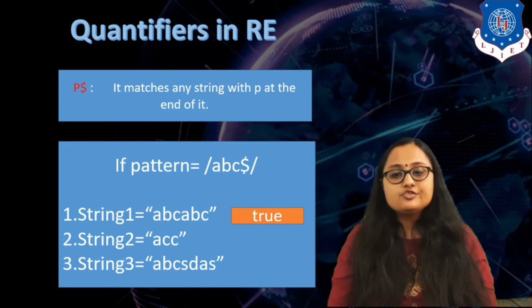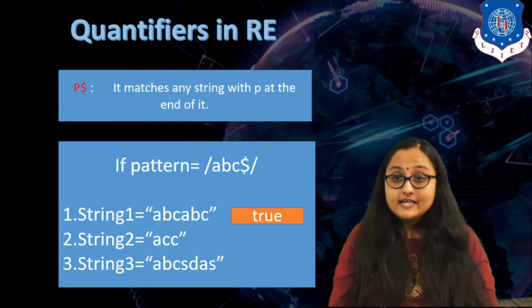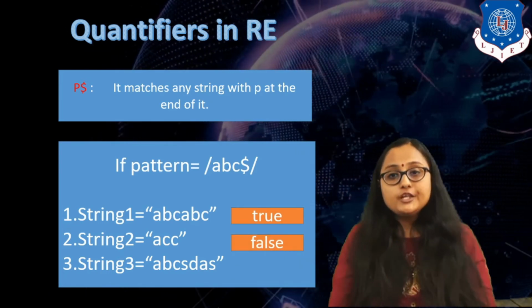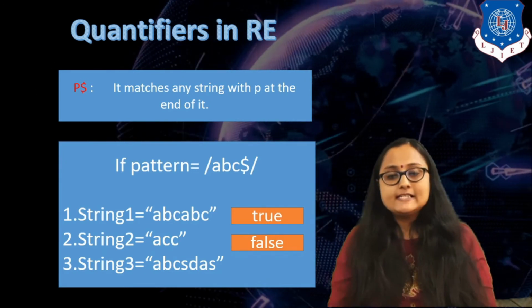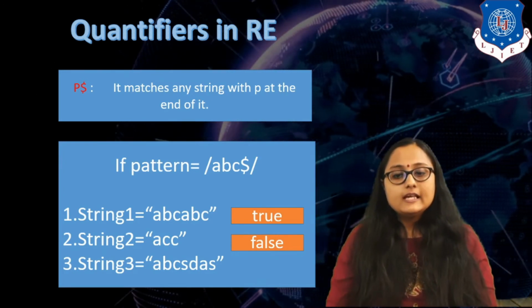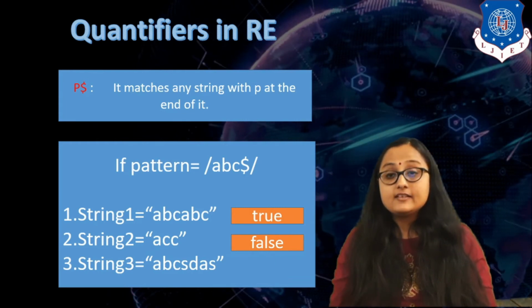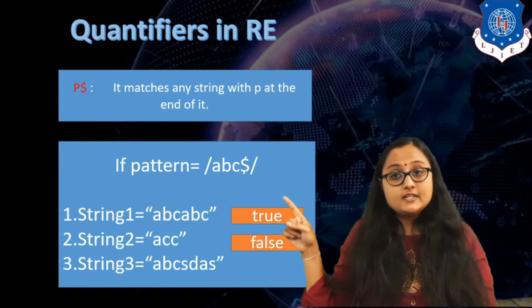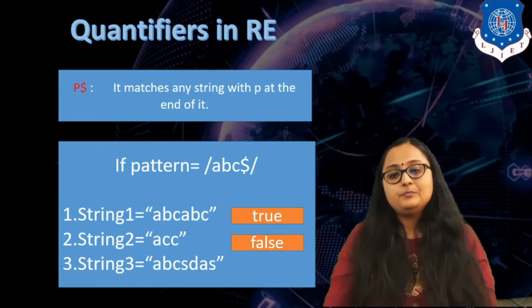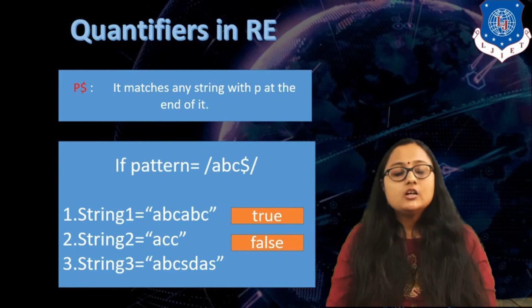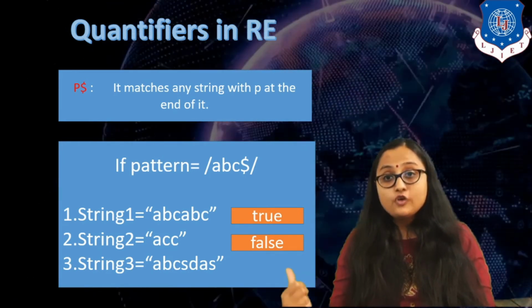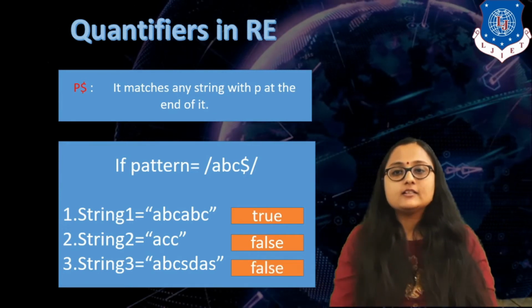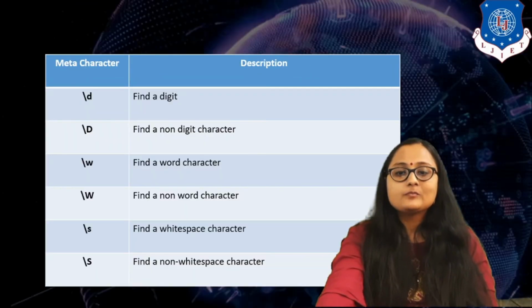What about the second string ACC? Is it ending with ABC? No, it is not ending with ABC. So according to my pattern, this string is invalid. What about the third one? A, B, C, S, D, A, S. Now this string is beginning with ABC, but our pattern indicates the string should end with A, B, C. But it is not following that, right? It is not ending with ABC, so according to our pattern, this string is invalid.